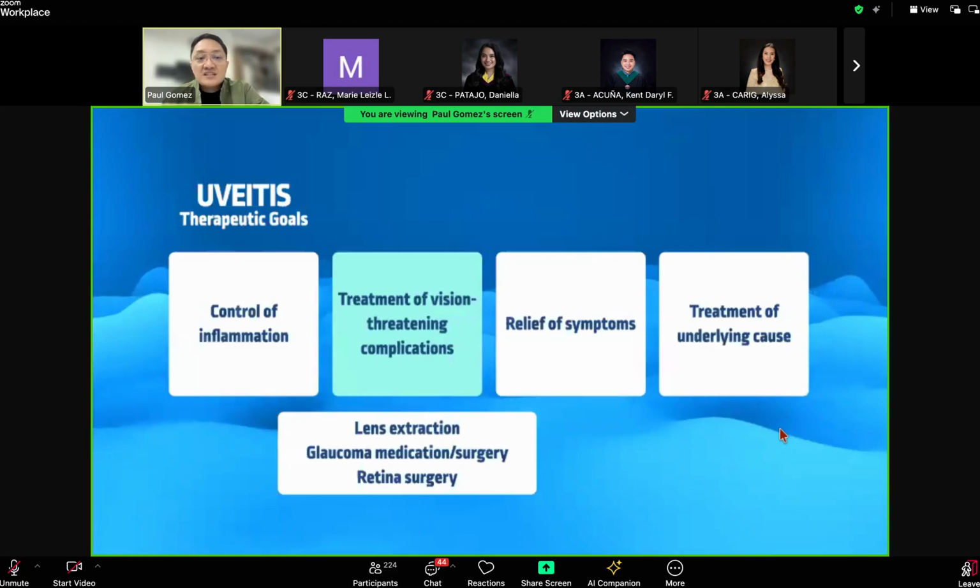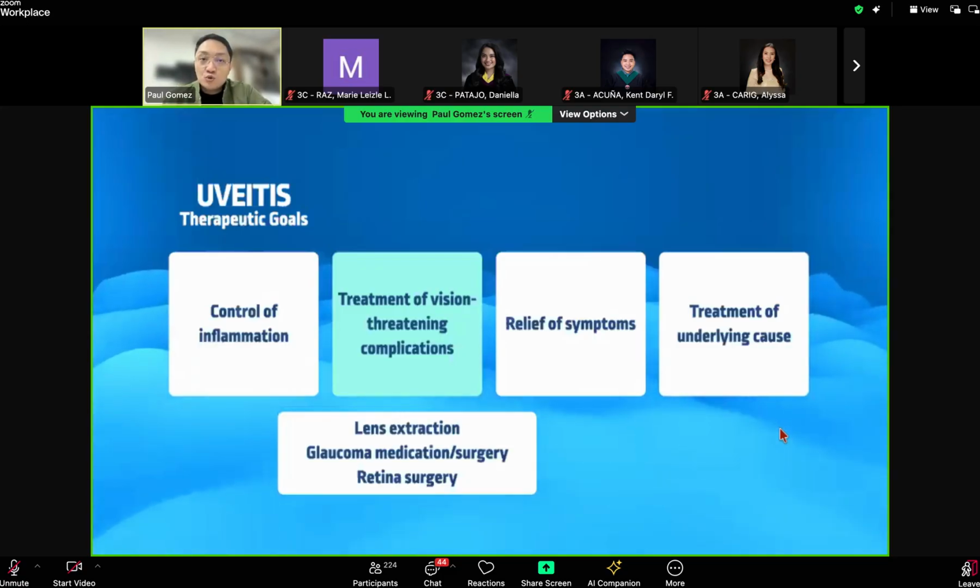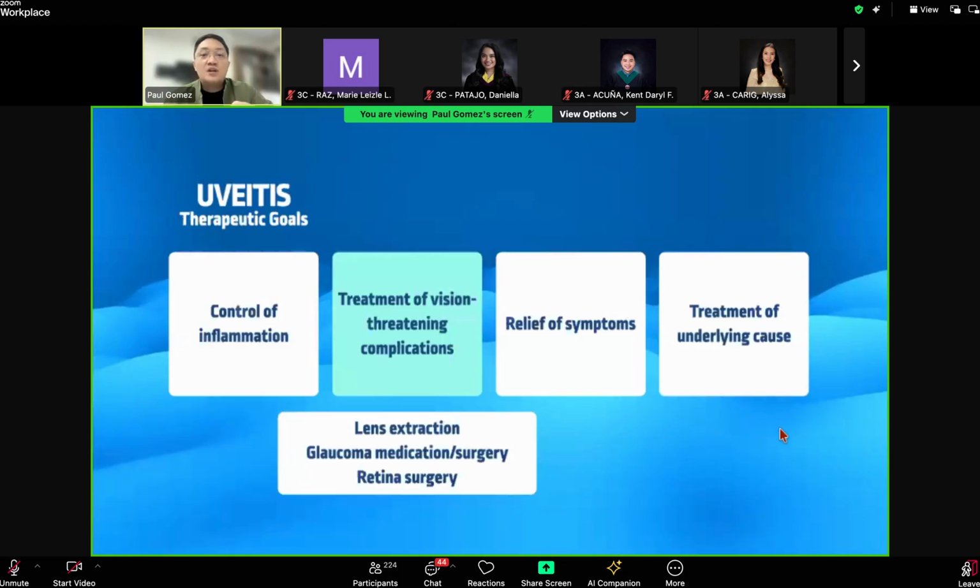You must also address the vision threatening complications of uveitis. Usually for these patients, as I've mentioned earlier, the lens may eventually become cataractous, so the patient may need to undergo some form of lens extraction. But the usual paradigm that we follow is that before any lens extraction, there must be a quiescent stage of inflammation. There's no inflammation. The inflammation is controlled for at least 3 months before asking the patient to undergo any form of lens extraction.